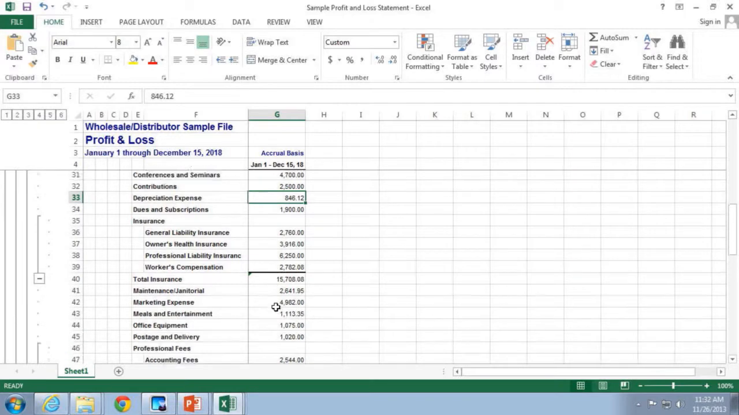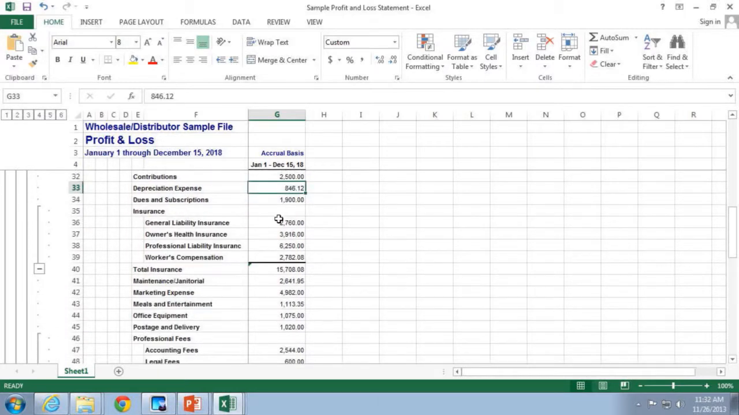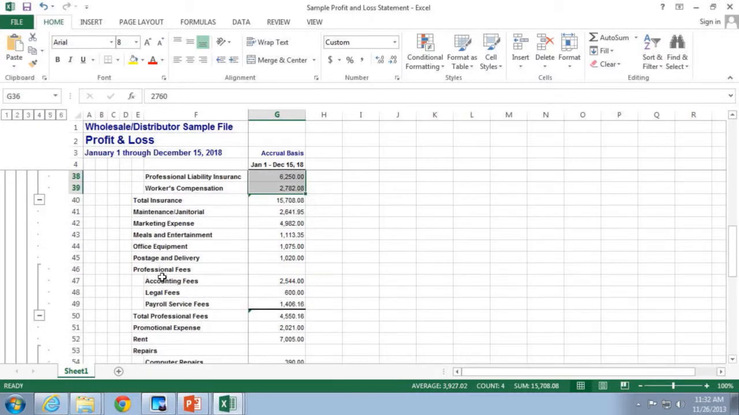You have your dues and subscriptions, and so on and so forth. You also have your insurances broken down. It's good to break down different insurances in this case, just so you can see your overall expenses from year to year. Same with your professional fees.